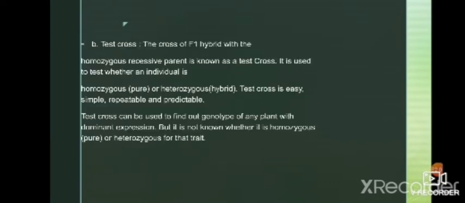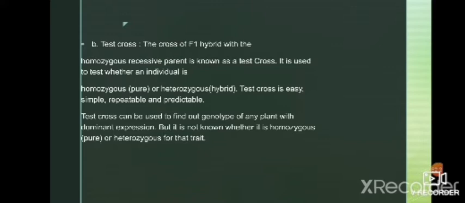Test cross. The cross of an F1 hybrid with the homozygous recessive parent is known as test cross. A cross of the F1 hybrid with the recessive parent, or homozygous recessive parent, is known as test cross. It is used to test whether an individual is homozygous pure or heterozygous hybrid.